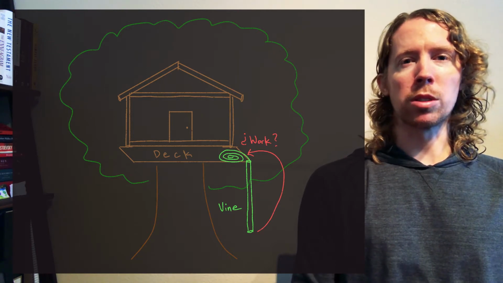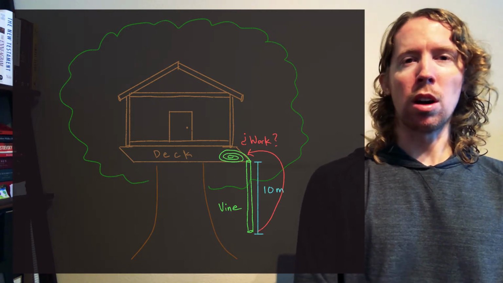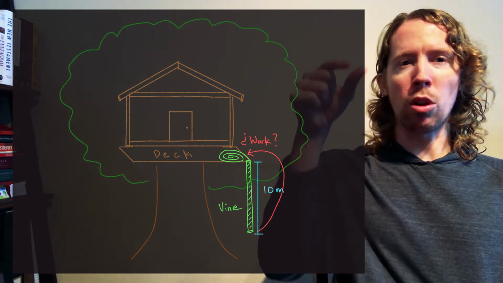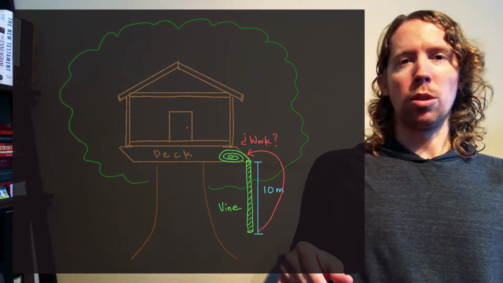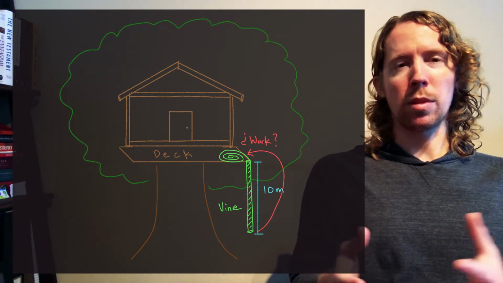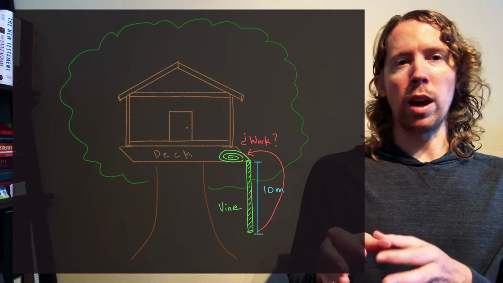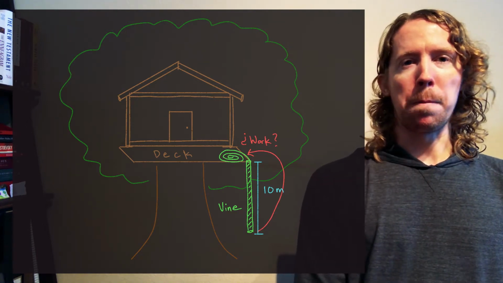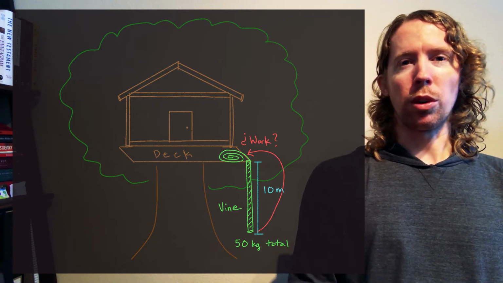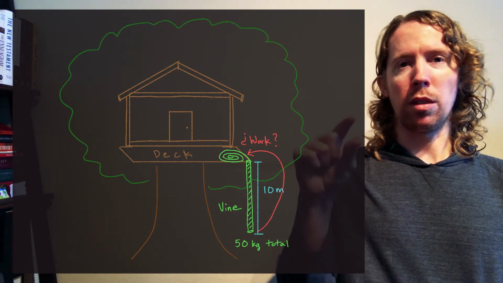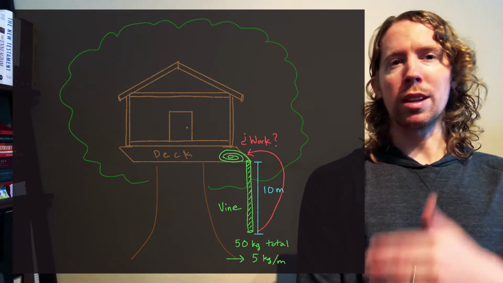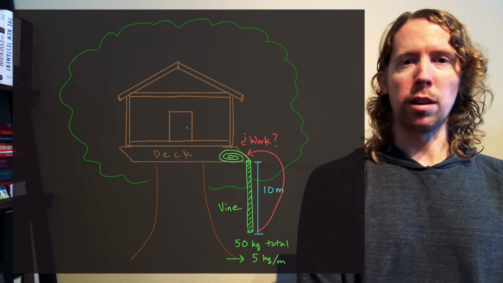So we'll need to know some stuff about the vine. Let's say it's 10 meters long. And let's say that the density is uniform all the way throughout the vine. So at every point of the vine, it's basically the same density, so the same amount of weight per length. Let's say it's 50 kilograms. So then for each meter of that vine, you've got 5 kilograms. So we'll say the linear density is 5 kilograms per meter.